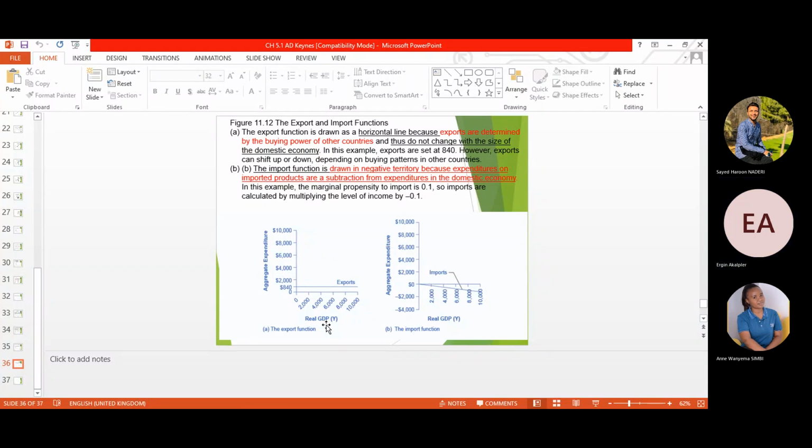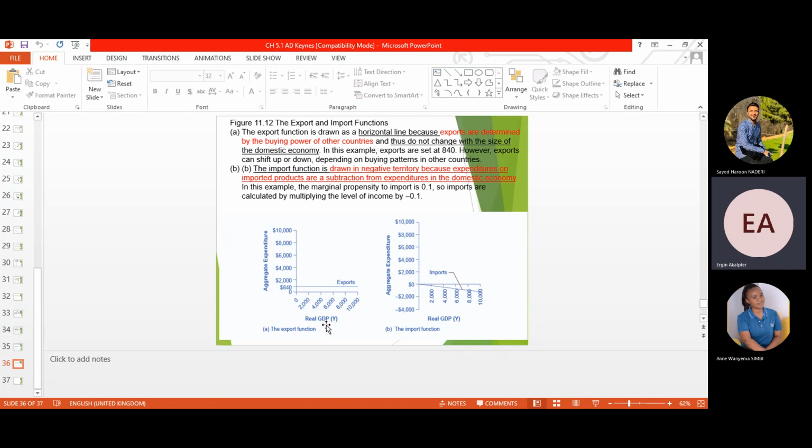countries that you are exporting to are the determinant and the estimator for your export capacity, because if they demand more, then you will export more. Therefore, it is becoming somehow a horizontal line relative to the real GDP, and the aggregate expenditure is not affecting and changing this.